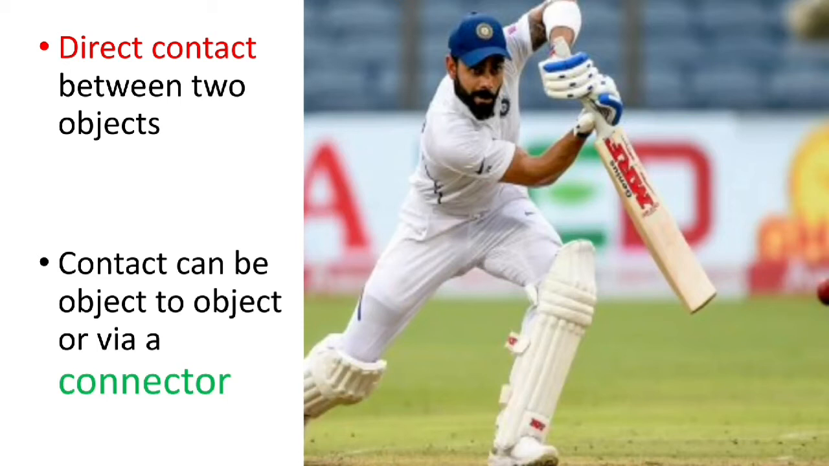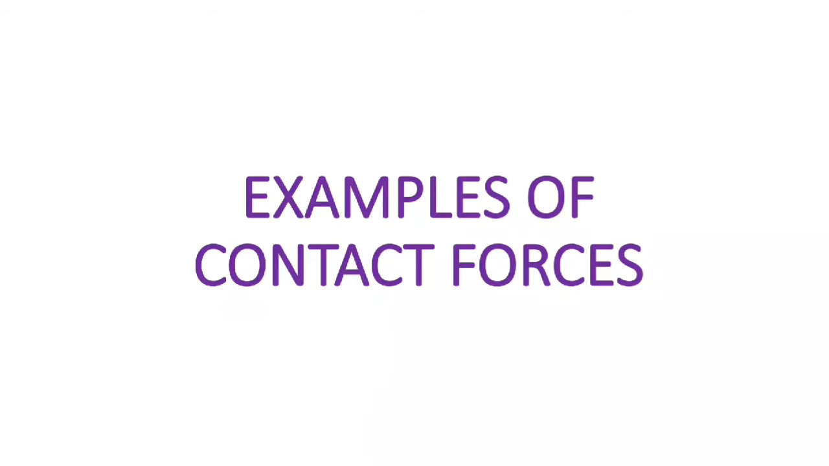However, look at the picture over here. The batsman is hitting the ball with the help of a bat. There is no direct contact between his hands and the ball. So the bat here is serving as the connector. I hope this is clear. Now moving on, let's take some examples of contact forces.